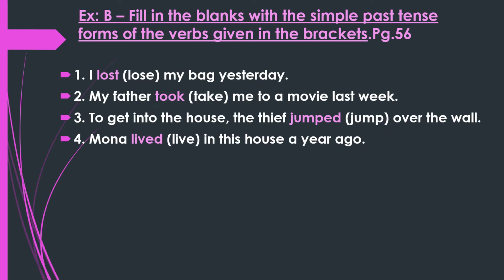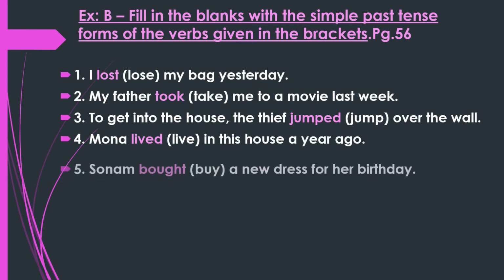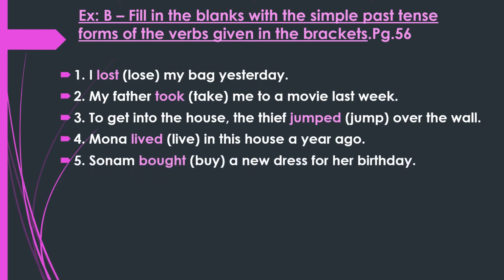The fourth one is, Mona blank in this house a year ago. The verb in the bracket given is live, and the past tense of live is lived, that is L-I-V-E-D. So the sentence becomes, Mona lived in this house a year ago. Number 5 is, Sonam blank a new dress for her birthday. The verb given in the bracket is buy, and the past tense of buy is bought, that is B-O-U-G-H-T. So the sentence becomes, Sonam bought a new dress for her birthday.